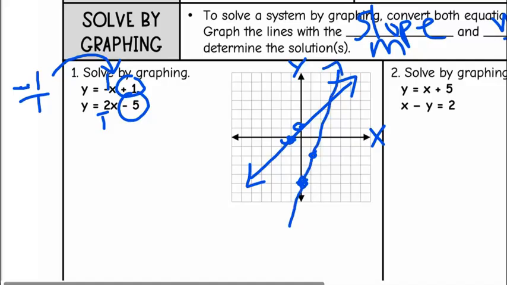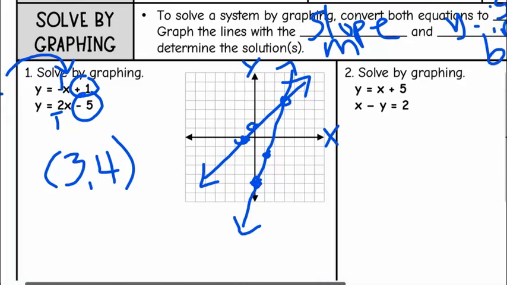Now this one's going to be kind of hard, but now you got to figure out the point of intersection, which is here. So we got 1, 2, 3. You got 3 and 1, 3 and 4. Okay, so this is your answer: 3 and 4. All right, let's do the other one. Pause the video if you're behind.